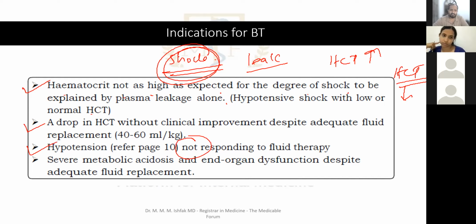Severe metabolic acidosis and end organ dysfunction despite adequate fluid replacement. You are giving enough fluid, but still the patient is in shock. The lactates are high. There is metabolic acidosis, and end organ dysfunction like oliguria and liver dysfunction. That is due to bleeding. Bleeding causes depletion of the intravascular compartment, so you need to give a blood transfusion. So keep this in your head: these are the indications in DHF where you need to give blood transfusion.